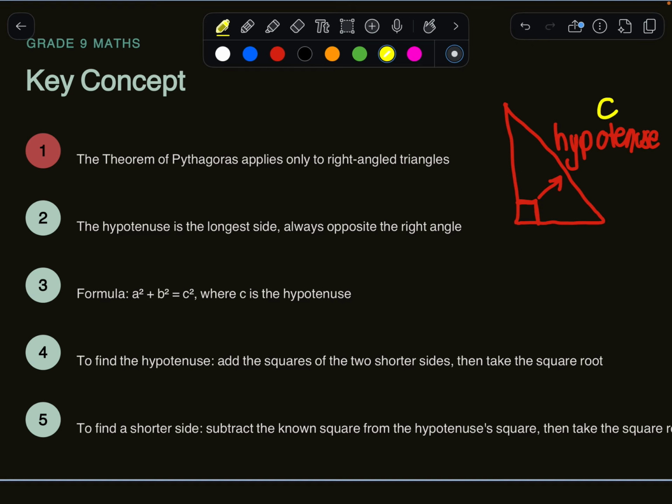So we would say that's C, and then we would have two other sides, A and B. And then you can see our formula is A squared plus B squared is equal to C squared. Okay, so Pythagoras helps us to find lengths of missing sides.